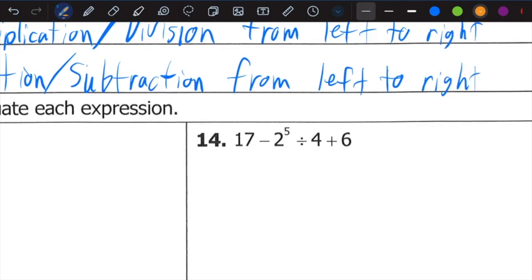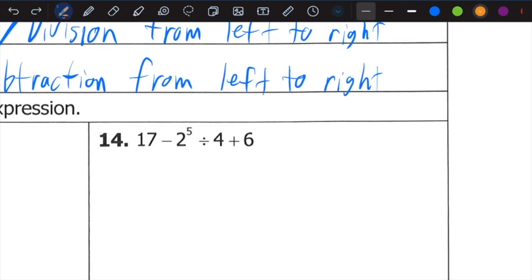Number 14. The first thing I see is an exponent. So I do 2 to the 5th power. That means we have 5 of the base. We call whatever's being raised to a power the base. So in this case here, 2 is the base and 5 is the exponent or the power.